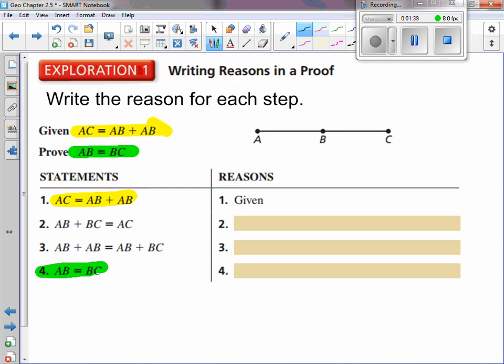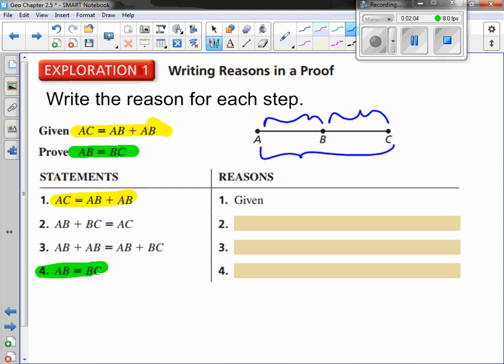If we look at the second statement, the first one's given to us: AC is equal to AB plus AB. They just told us that. Now, the second statement they have is that AB plus BC equals AC. So what is that saying? AB, the distance from A to B, plus the distance from B to C, equals what? AC, the whole thing. Did we have a property that told us that?